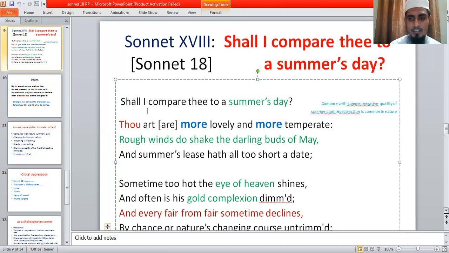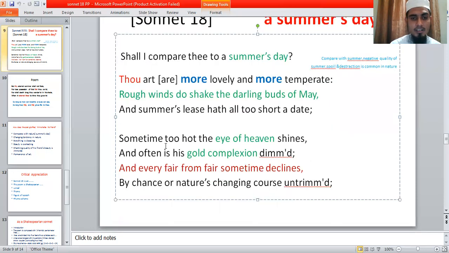And in the second quatrain, he says, "Sometimes too hot the eye of heaven shines, and often is his gold complexion dimmed." In summer, the eye of heaven means the sun. The sun shines very hotly, and often is his gold complexion dimmed. Gold complexion is the ray of the sun. The ray of the sun dims, like dim light, fading away.